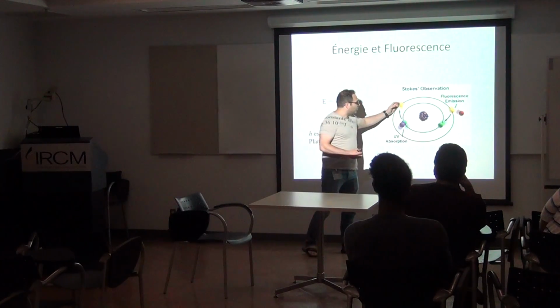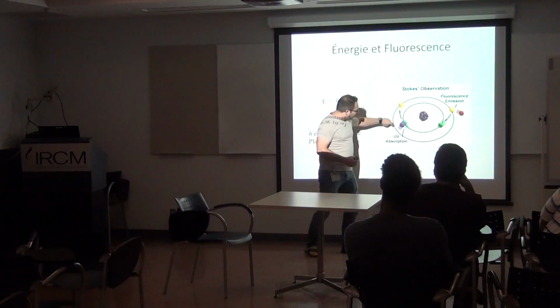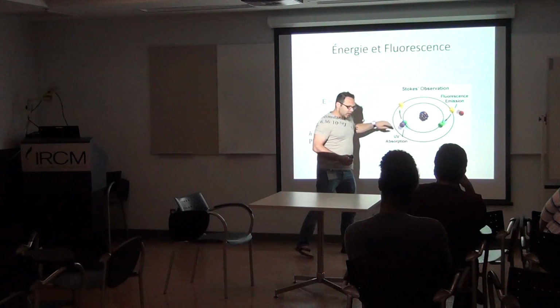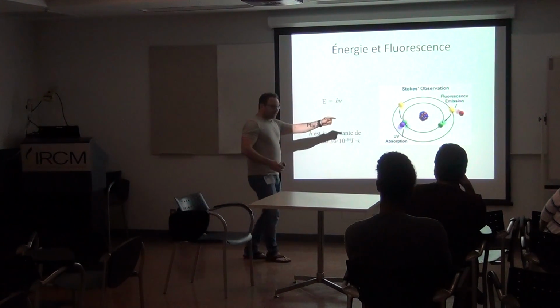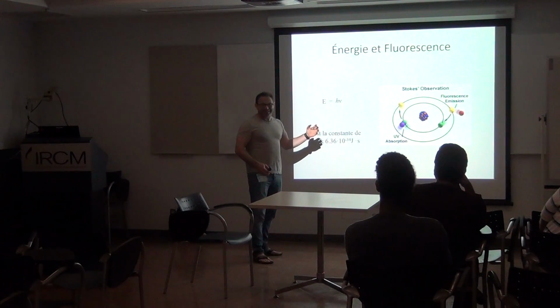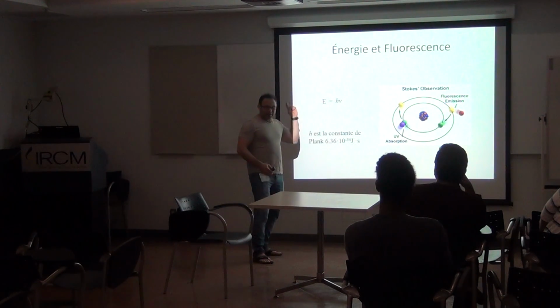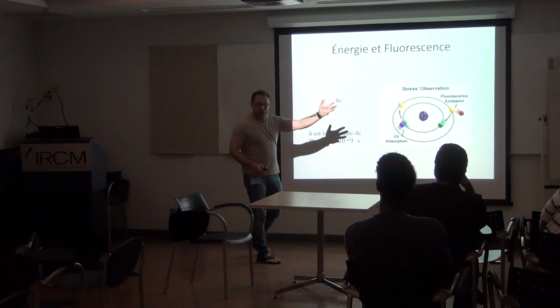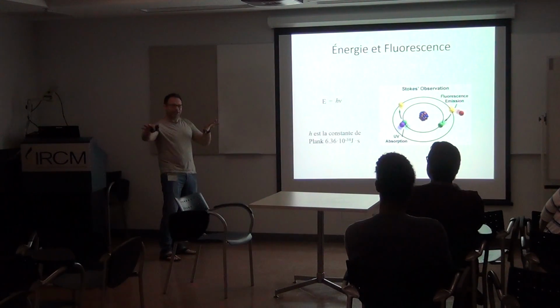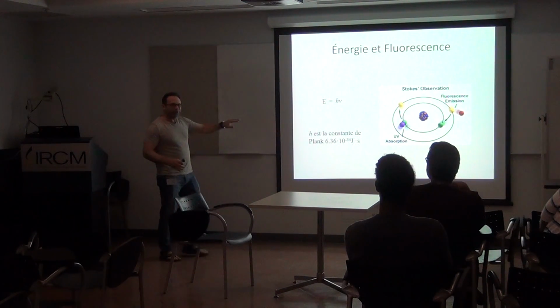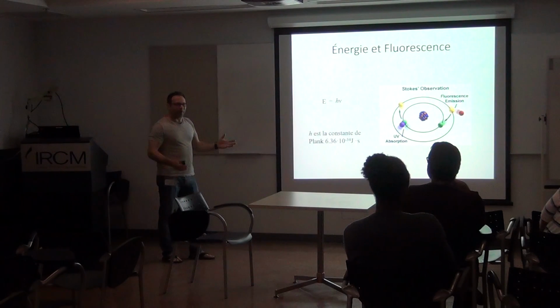Okay, and so absorption is 10 to the minus 15, and the other one is 10 to the minus 9. So it's a 10 to the 6 difference. The absorption can happen 1,000,000 times before the molecule goes down and shoots a photon. So you can have 1,000,000 absorptions at different times, and then a photon is going to be produced by fluorescence.